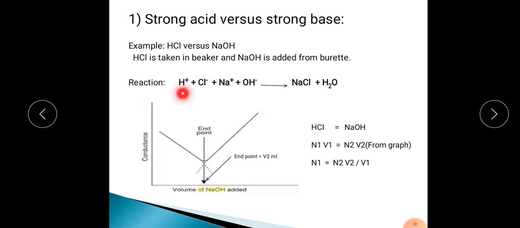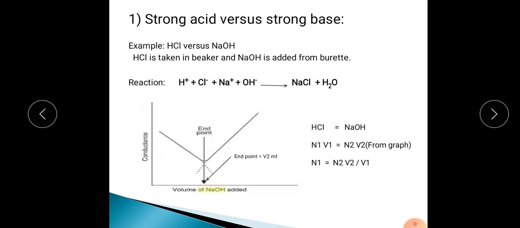HCl is a strong acid, so it is a strong electrolyte. What about its dissociation? HCl will dissociate completely, and due to complete dissociation, the number of H plus ions in the solution of HCl will be more in number, and due to more H plus ions, the conductance of HCl in the beginning will be higher.